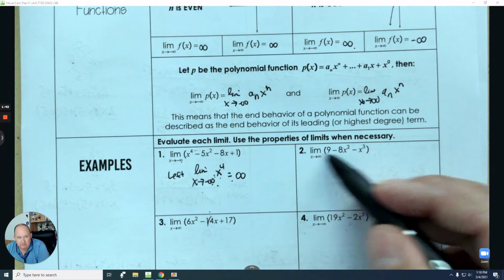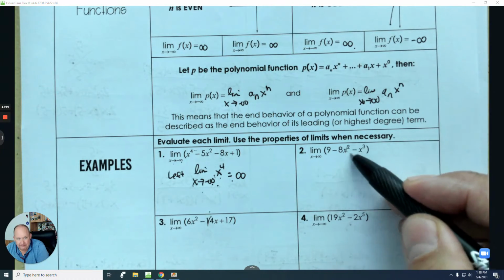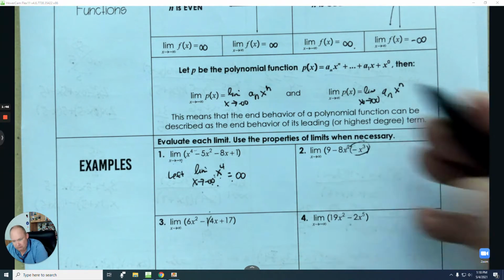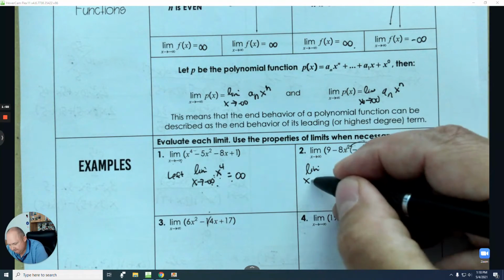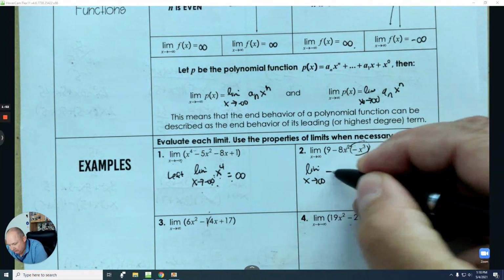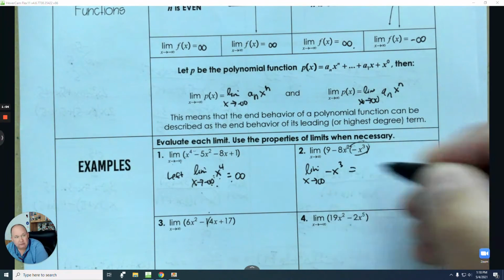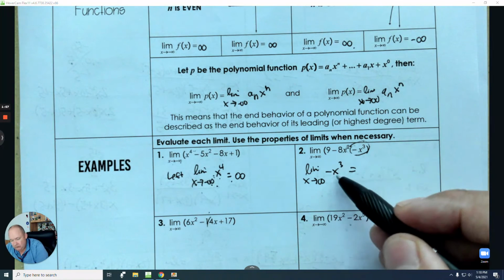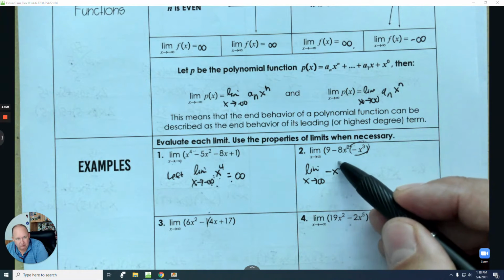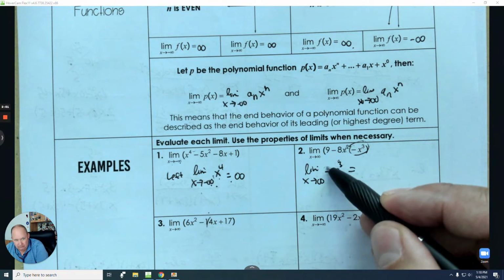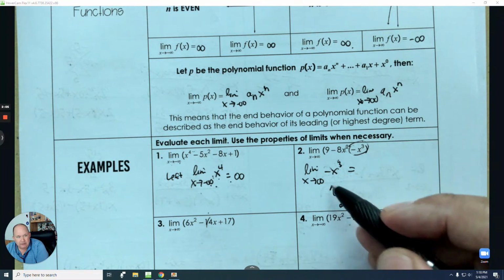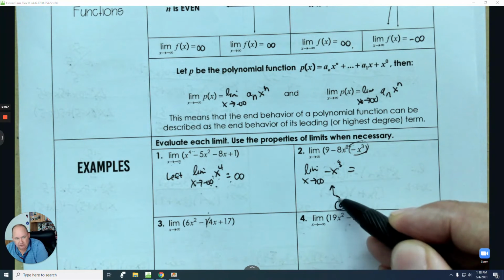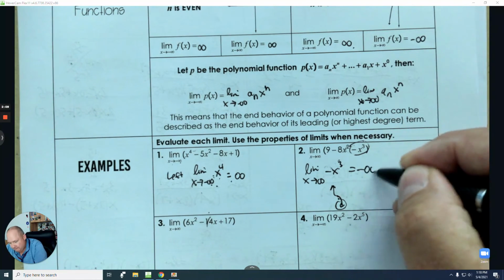If I look here at this polynomial, identify the power function first. So it's the limit as x approaches infinity. And just the power function is, and the negative is essential, negative x cubed. So when I think of negative x cubed, we have odd and negative. So that means the right end goes down and the left end goes up. So the right end behavior here goes to negative infinity.